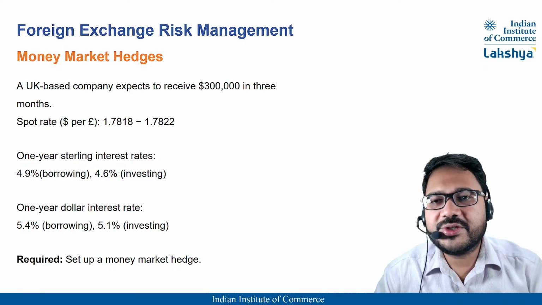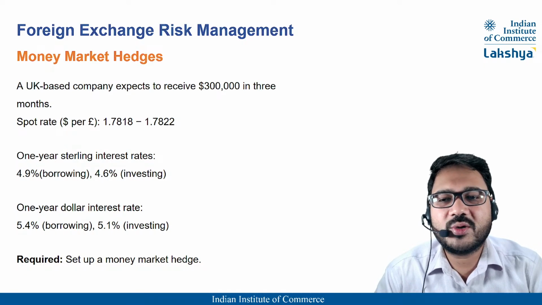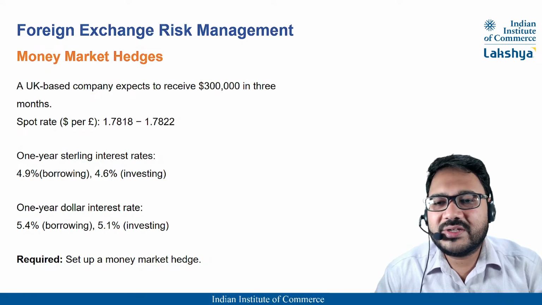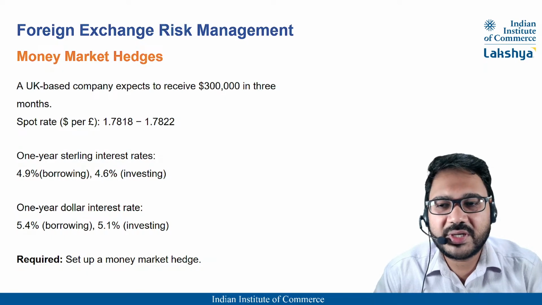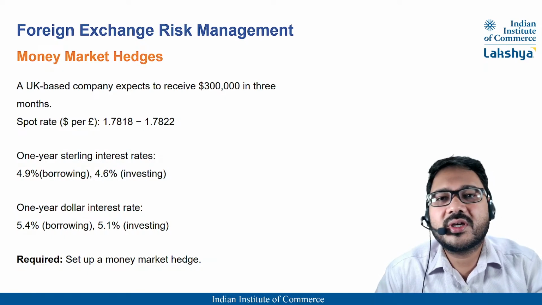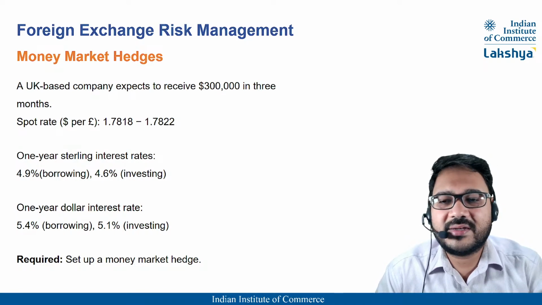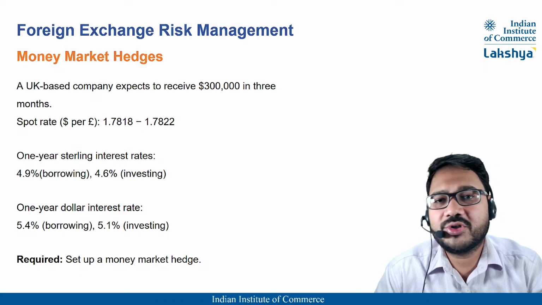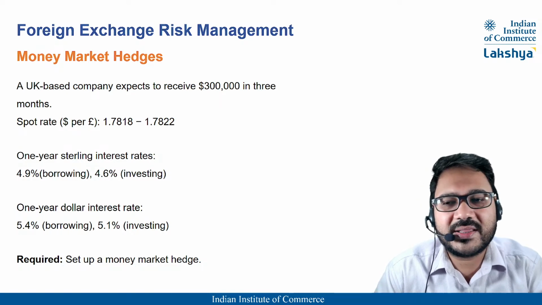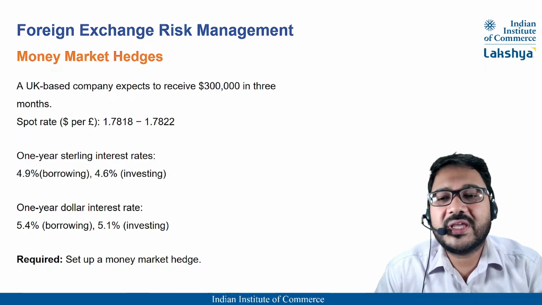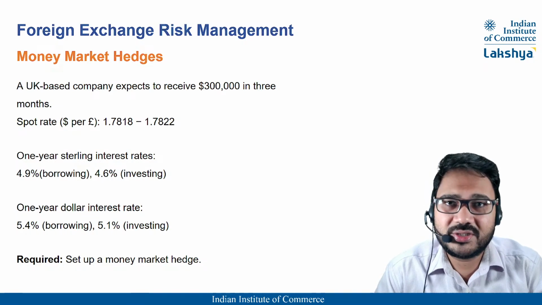So for instance, a UK company expects to receive $300,000 in 3 months' time. The spot rate is given as dollar per pound. So 1 pound is equal to either $1.7818 or $1.7822. 1 year sterling interest rates are 4.9 and 4.6 for borrowing and investing. Obviously, there are going to be different interest rates. If in the exam you are given the same rates, you could be a skeptic, or you could display your commercial acumen by saying that in the real world, the borrowing and investing rates are often different to each other.